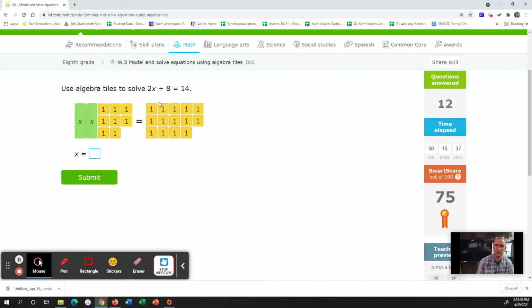Let's see. What are some strategies? First of all, what does the word solve mean? The word solve means to figure out the value of the variable. In this case, the value of x.